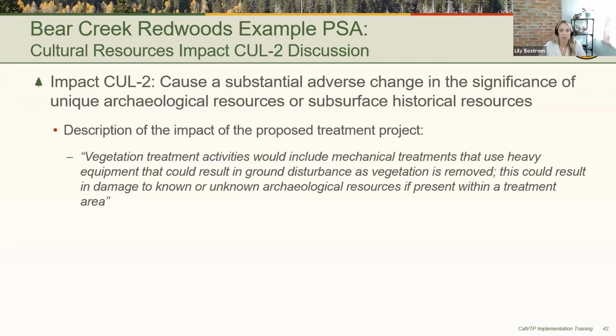So now we're going to walk through cultural resources impact, Cul 2. So that asks whether your project would cause a substantial adverse change in the significance of unique archaeological resources or subsurface historical resources. So the first step in the 5-step formula is to describe the impact of the proposed treatment project. So for Bear Creek Redwoods, that was that vegetation treatment activities would include mechanical treatments that use heavy equipment that could result in ground disturbance as vegetation is removed. And this could result in damage to known or unknown archaeological resources if present. Next slide, please.